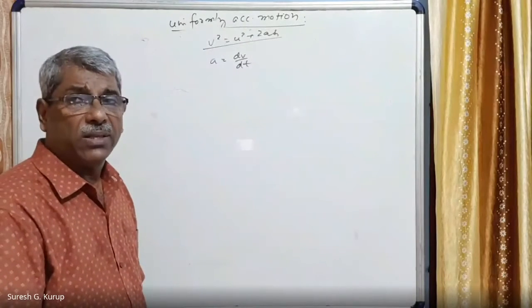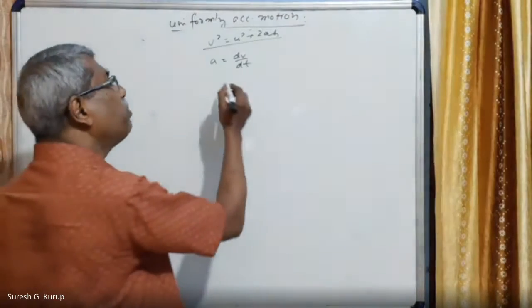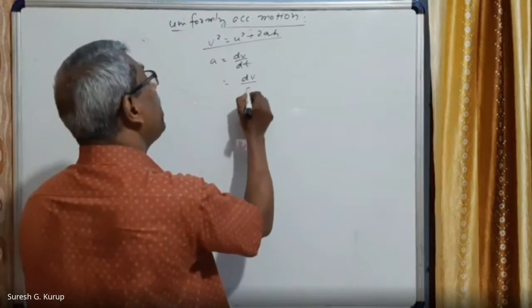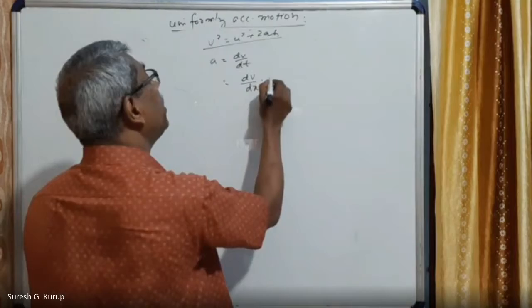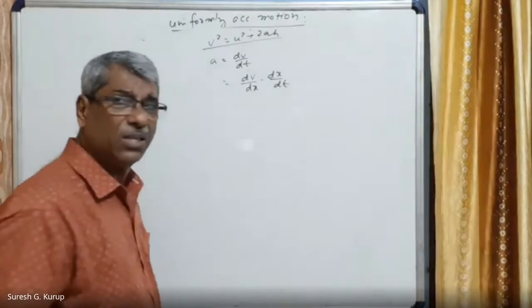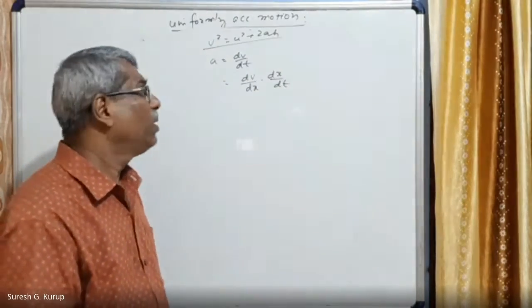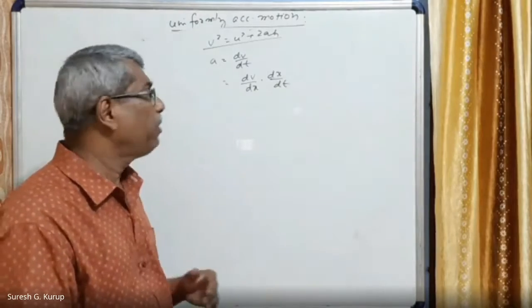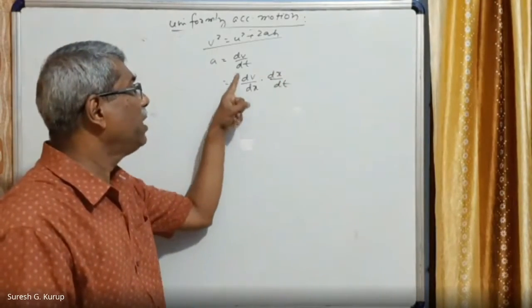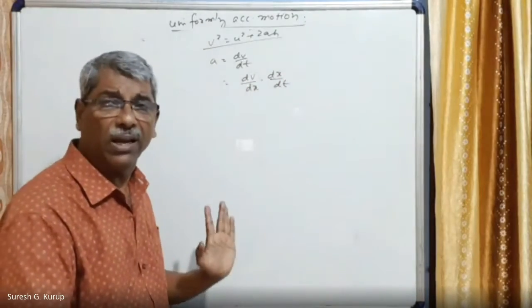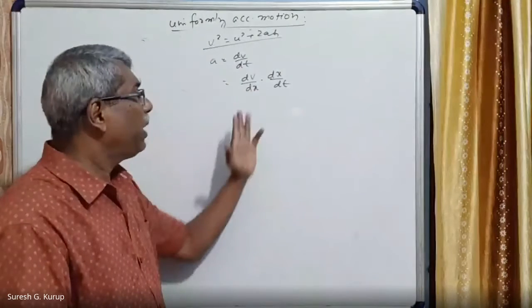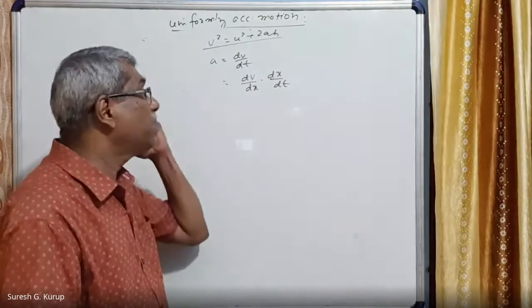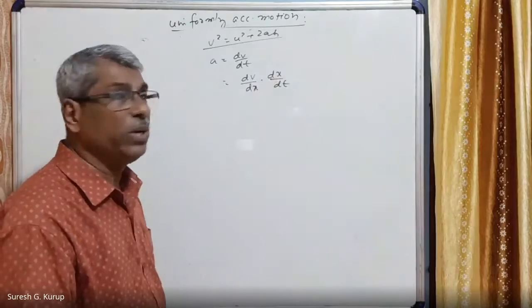Acceleration is equal to change in velocity by time, a = dv/dt. This relation can be modified as dv/dx into dx/dt. Only for our convenience we are modifying this. The dx cancel, and then we only get dv/dt. So by dividing and multiplying by dx, we get dv/dx into dx/dt.